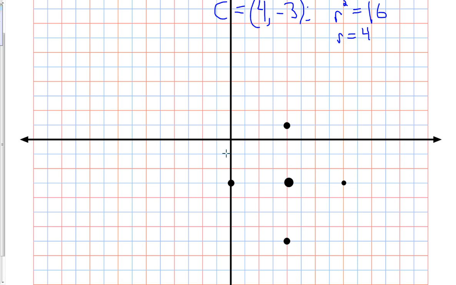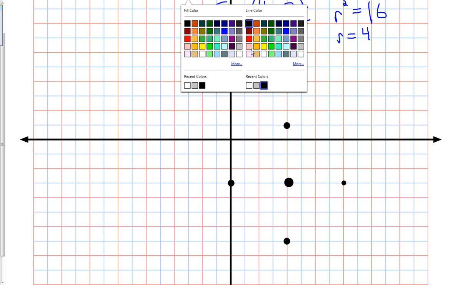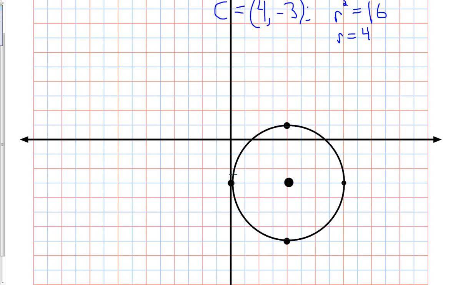And then connecting my dots, I'll get to use kind of a cheater circle here. We'll just leave the fill alone, and it's going to look something like that. I'm a little bit off, but pretty close. It should go through all 4 points.